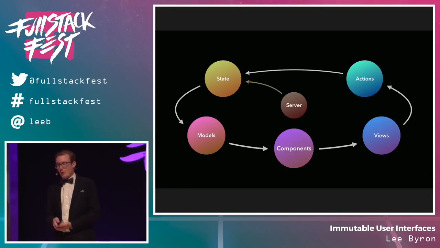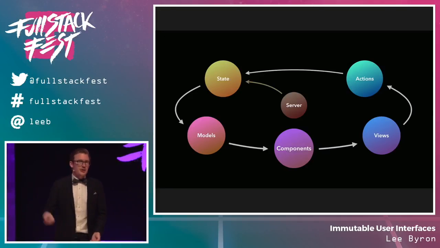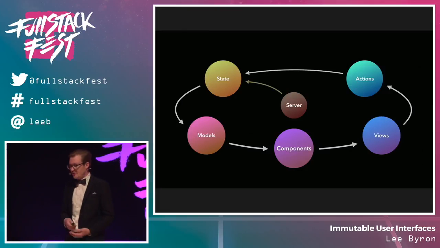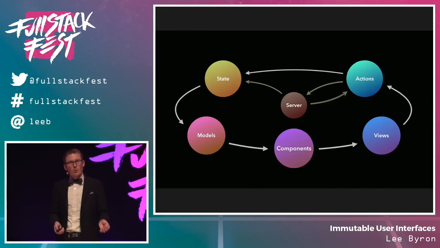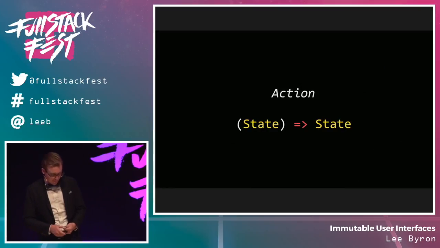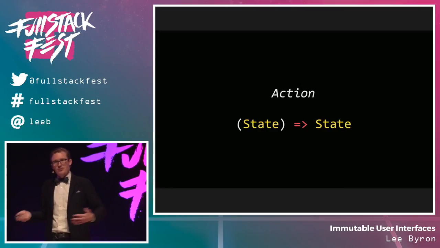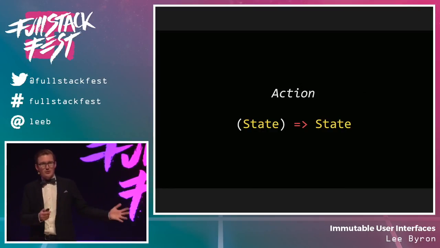So back to our diagram. We're missing a big important piece. And that's how our actions are going to communicate with our server, doing that synchronization. So let's go back and look at what an action is. An action is this function that takes the old world and returns the new world, right?